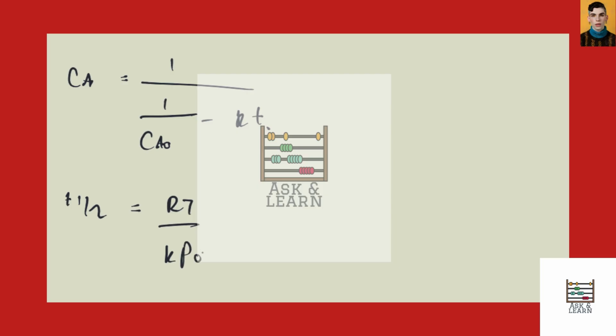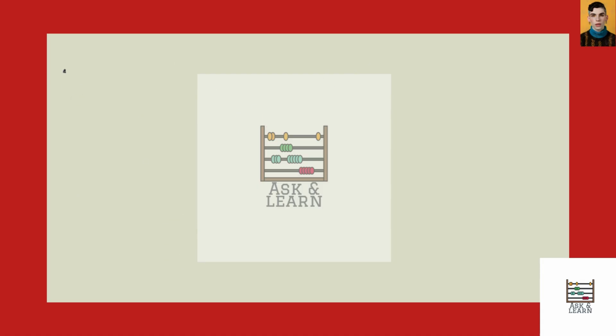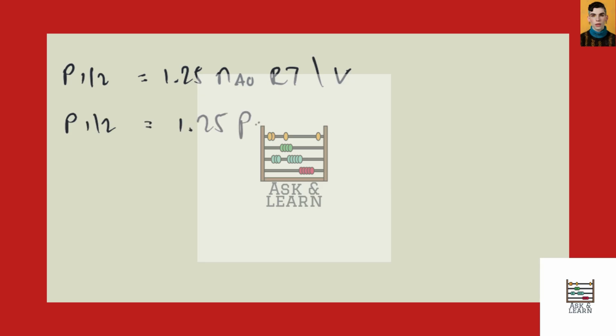So when 50% of A conversion occurs, that is half the moles of A form half the moles of B and a quarter of the moles of C. And so the total number of moles is 1.25 Na0. The pressure we can calculate as follows. P1/2 is equal to 1.25 Na0 RT over V. P1/2 is equal to 1.25 P0.